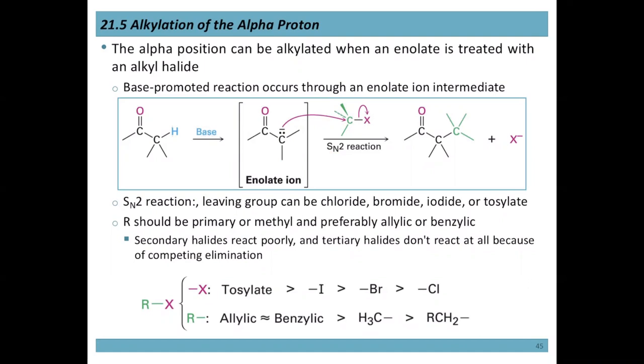So since this is an SN2 reaction, we're going to be limited in the substrates. Primarily, it's going to be methyl halides or primary halides. Secondary halides react poorly, and tertiary halides, since it's an SN2 reaction, don't react at all. And we can actually use other leaving groups besides halides. We can use tosylates and other leaving groups. So it's simply an SN2 reaction with an enolate as our nucleophile.